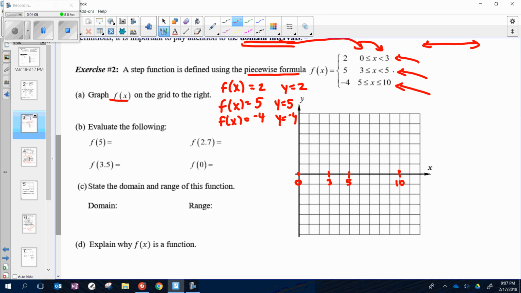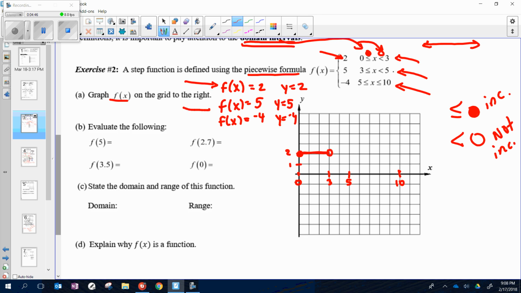Look at the first piece, f(x) equals 2. So y equals 2, 1, 2. While I'm between 0 and 3, I'm on this horizontal line. Go back to your function, look for the closed circle, open circle. Remember, closed circle, open circle. This is included, this is not included. So, closed circle, open circle.